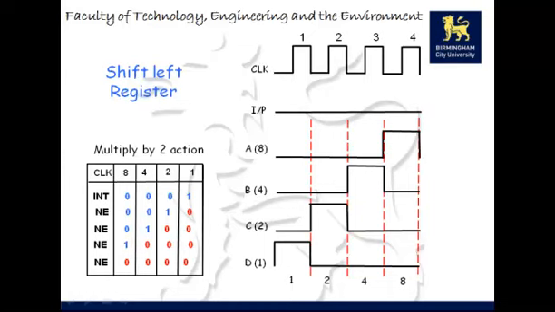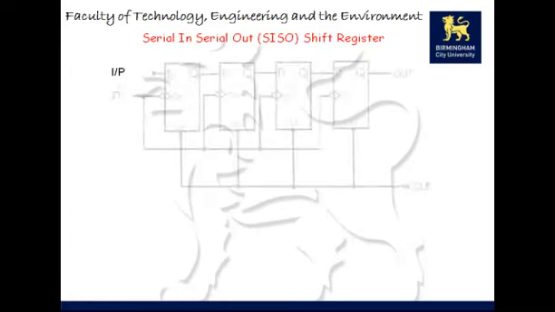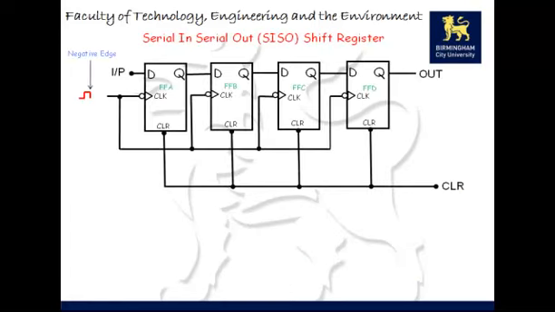Now, we ended the previous presentation, part 2, looking at applications of shift right and shift left for numerical manipulation. Now we go ahead and look at some other configurations of shift registers and applications of shift registers. All these different configurations are only different in the way the inputs are applied and the outputs are retrieved from the shift registers.